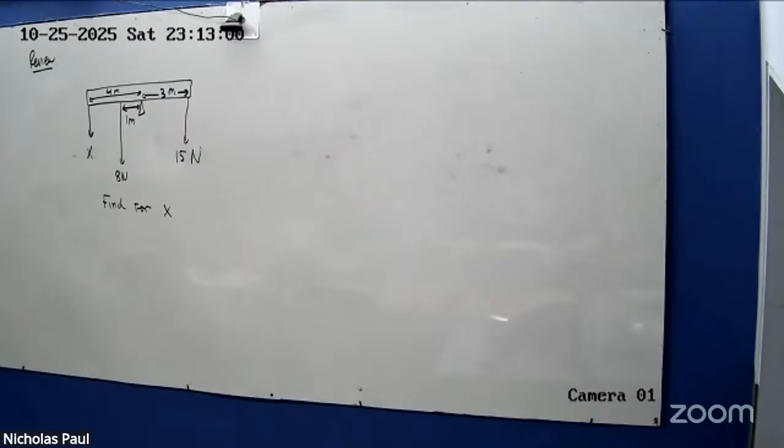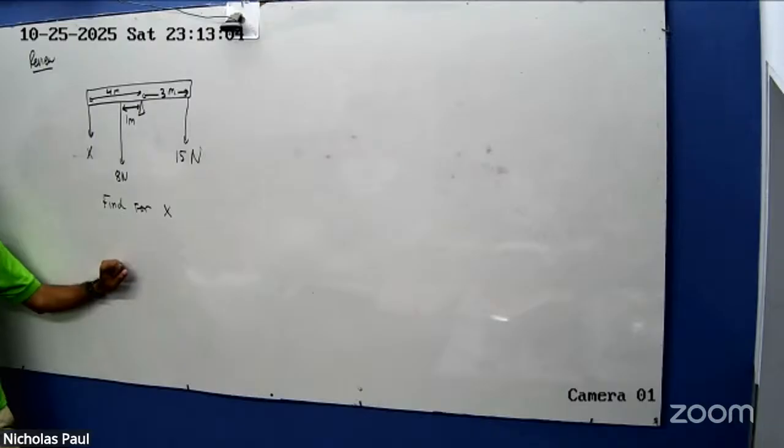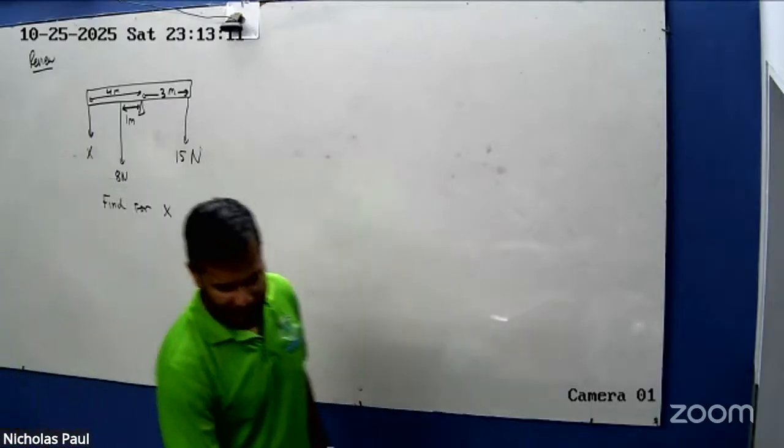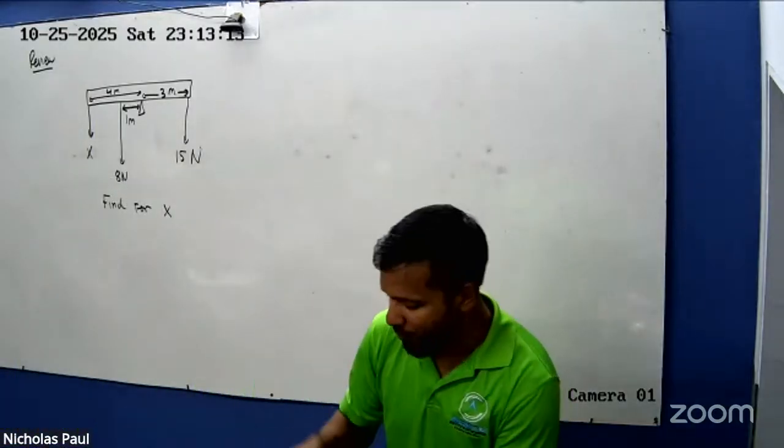The diagram, right? And try to apply the principle of moments. What's the rule again? Clockwise equals anti-clockwise, right? So clockwise equals anti-clockwise. Set that up for me, please.